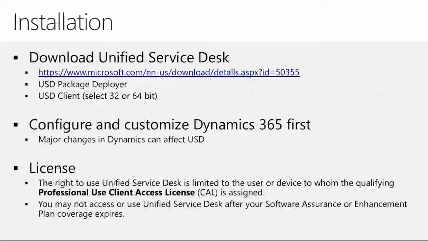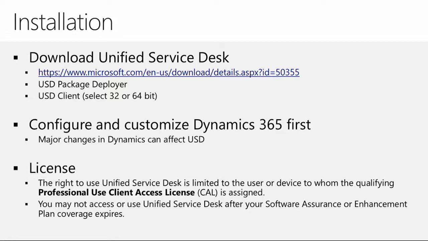If you go out, you can download the actual Unified Service Desk installer for the application. There'll be two downloads. There'll be the Package Deployer download, which is going to be used to push out certain customizations to your Dynamics 365 instance, and then there's the actual client installer. Depending upon the machines that you're working with, there is a 32-bit and a 64-bit client install. You can download and install that, connect to your environment, and work from there. A couple of things that I would just recommend when you start talking about the overall application itself.